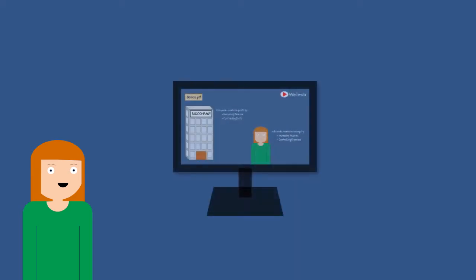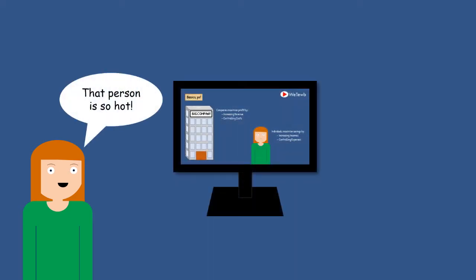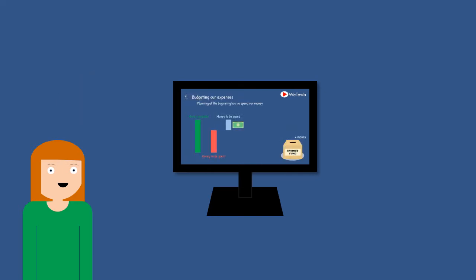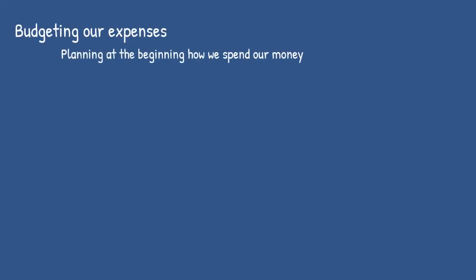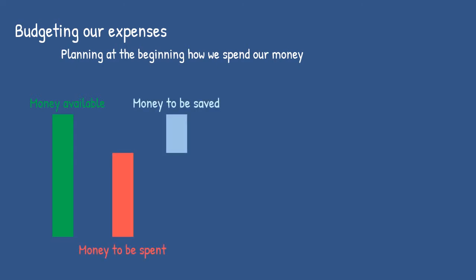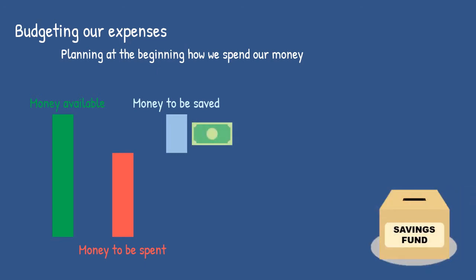As mentioned in a previous video, to truly maximize our savings, we will need to control our expenses, and the first step in doing so is to budget our expenses. Budgeting simply means planning at the beginning how we spend our money. By planning how our money will be spent, we will be able to know our expenses in advance and how much money we will have at the end to save.